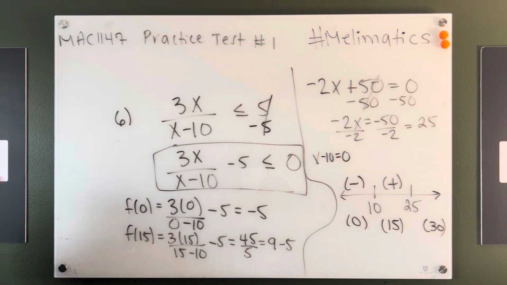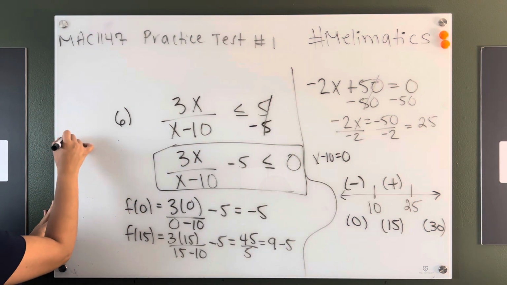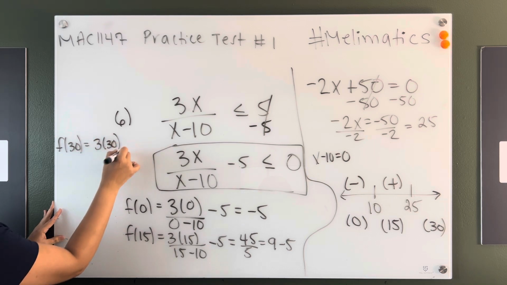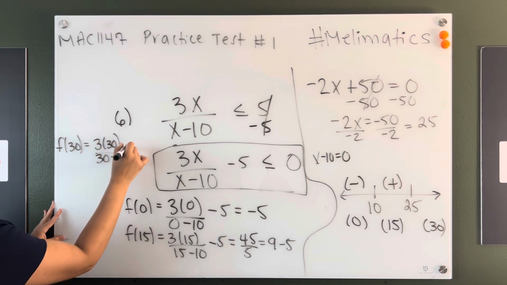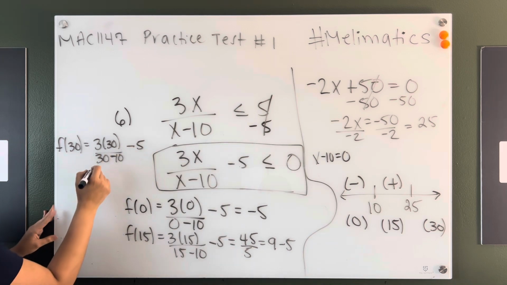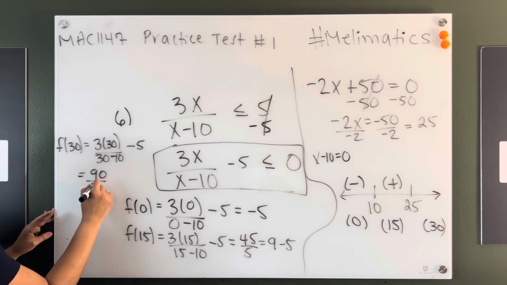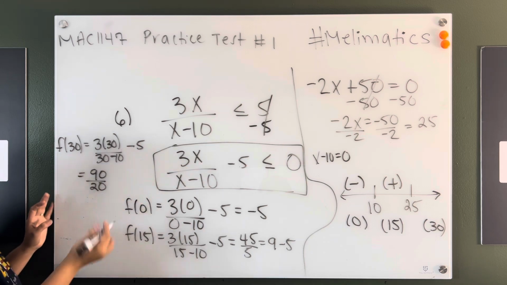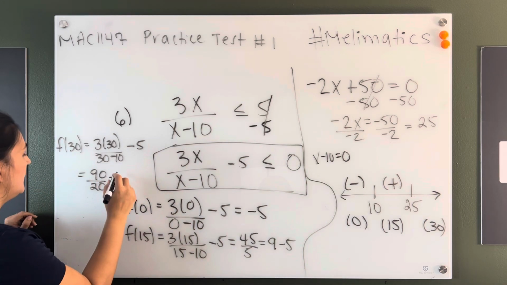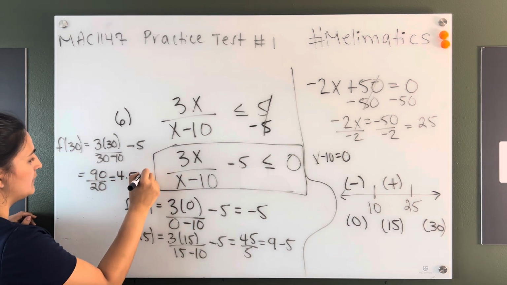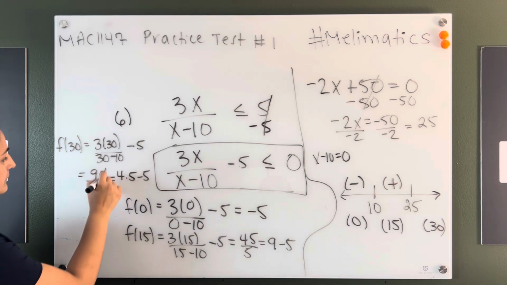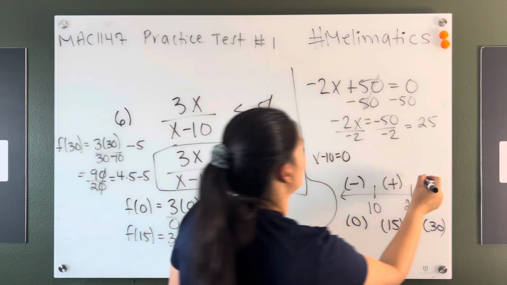And then we'll plug in the 30. All right, so this is going to give us 90 over 20, right, which is 9 over 2, or 4.5. So that's going to be 4.5 minus 5, which means it's going to be negative. So this is a negative region.